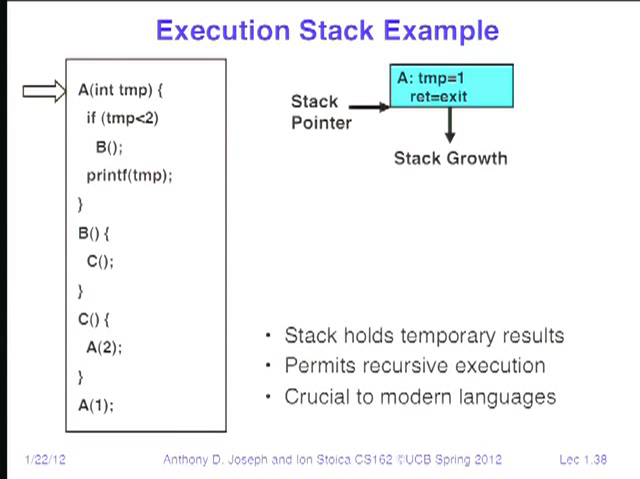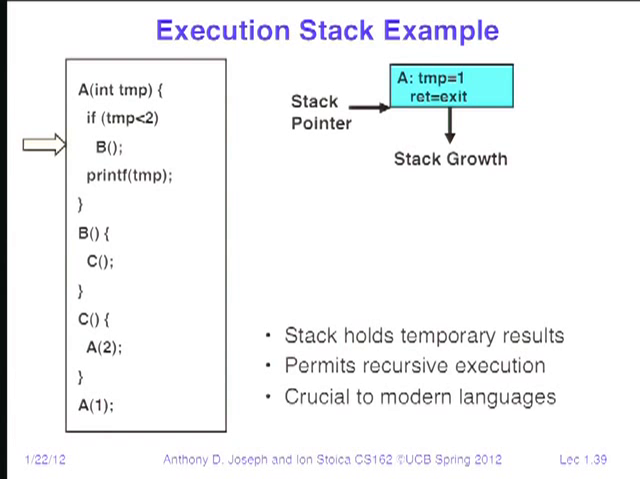The stack is now going to consist of temp equal to 1, so the local variable temp is set to 1. And our return program counter is going to be set to exit, because there's nothing after that call to A. All right. And our stack pointer points to the bottom of the stack. In this case, our stack is growing down. All right, so temp is equal to 1, which is less than 2, so we're going to call B.